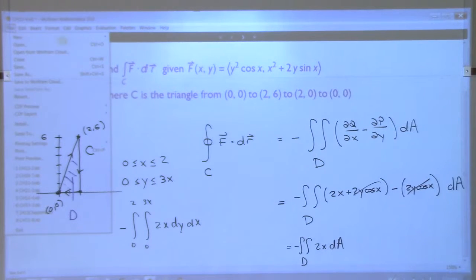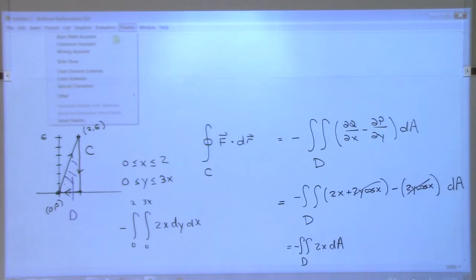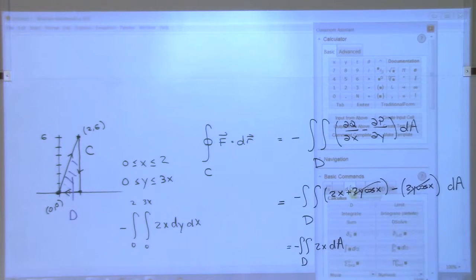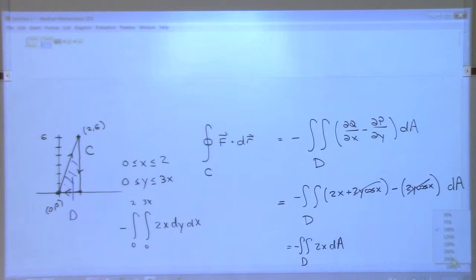May as well get you an answer. This one's easy enough to type in, so we're going to go 0 to 2, 0 to 3x. We're integrating negative 2x with respect to y, then x. Negative 16.